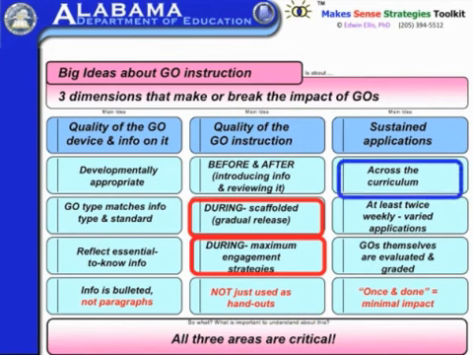Some key ideas to review about sustained applications. Remember, these should be used across the curriculum. And so not only in different subject areas, such as science and social studies and math and language arts, but also in different kinds of assignments, such as writing and reading and project-based learning and that sort of thing. Keep in mind that you need to use these at least twice weekly.